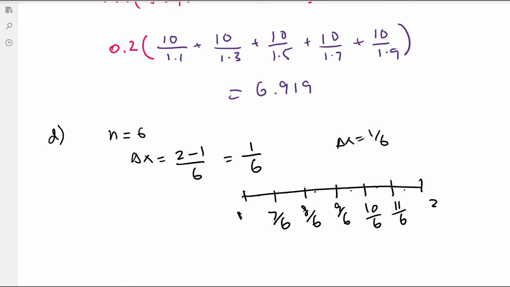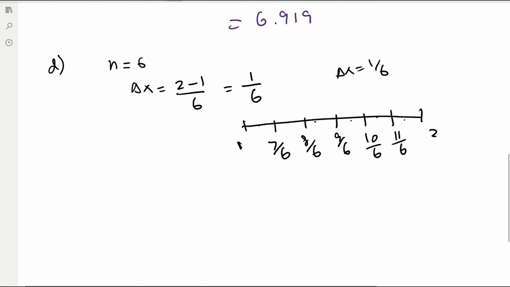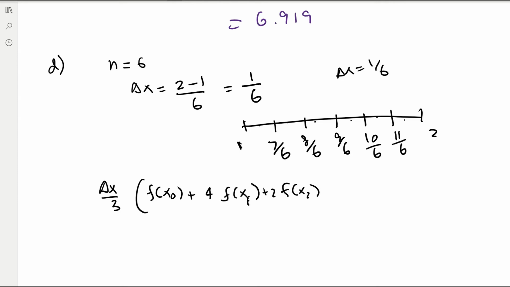Now I just need to use the Simpson's rule formula. So the Simpson's rule formula is delta x over 3 times f of x naught plus 4 f of x1 plus 2 f of x2 plus and so on, and then the last one is just f of xn, but the one before that should be 4 f of x n minus 1.